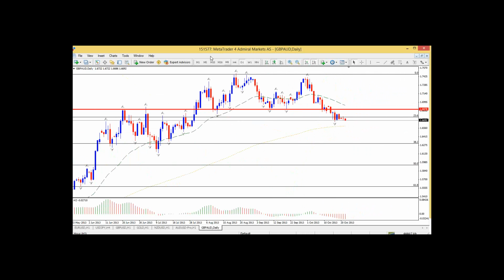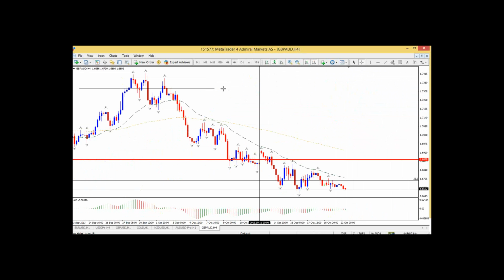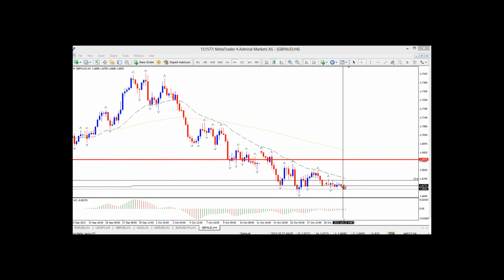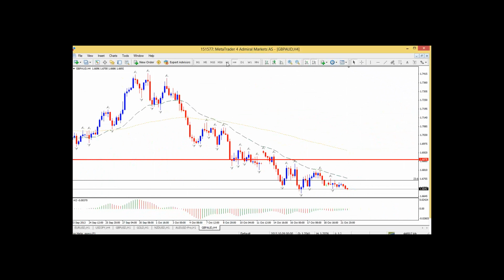Daily chart, the 382 is all the way at 163. Could have 400 pips to that. Four-hour chart, very nice downtrend. Look at that price, very nicely under the 34 EMA. Continuing its lower lows, lower highs.